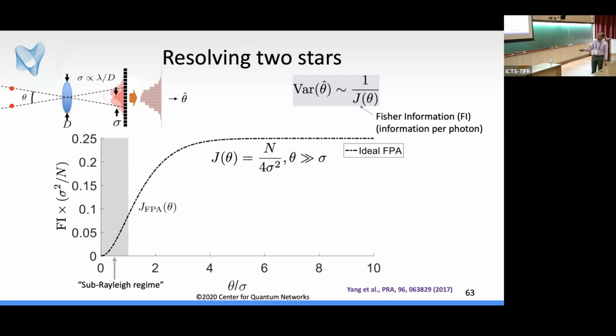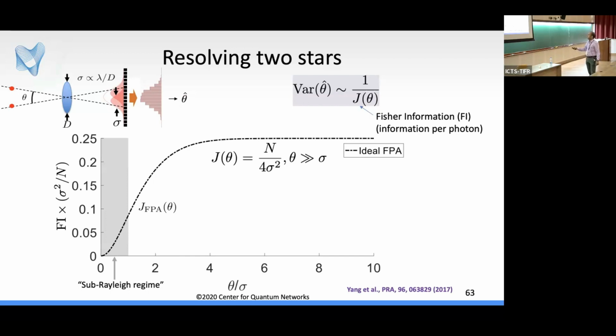So notice something, that when theta becomes smaller than lambda by d, this is called the sub-Rayleigh regime or sub-diffraction regime. Your Fisher information plummets towards zero. And this is what the math of Fisher information is telling you quantitatively: how the decay rate of your variance as you're increasing the mean photon number diminishes as your angular separation is shrinking below the diffraction limit.